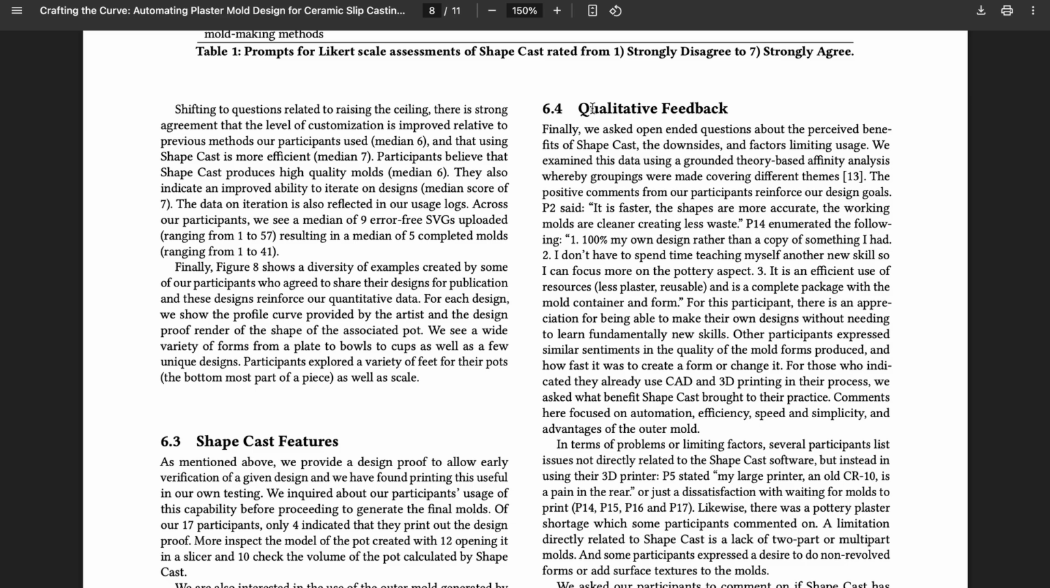I also got some qualitative feedback on Shapecast. Basically, this is asking some open-ended questions and getting some responses, and there's some kind of methods behind this. Some of the quotes that came back: it's faster, the shapes are more accurate, the working molds are cleaner and less waste. Another participant commented on this: it's 100% my own design rather than copying something. I don't have to teach myself another new skill. I can focus on the pottery, and it's efficient, less plaster, it's reusable, and it does the whole thing with the outer molds as well. So these were very encouraging, basically pointing to the fact that Shapecast was doing what I wanted.